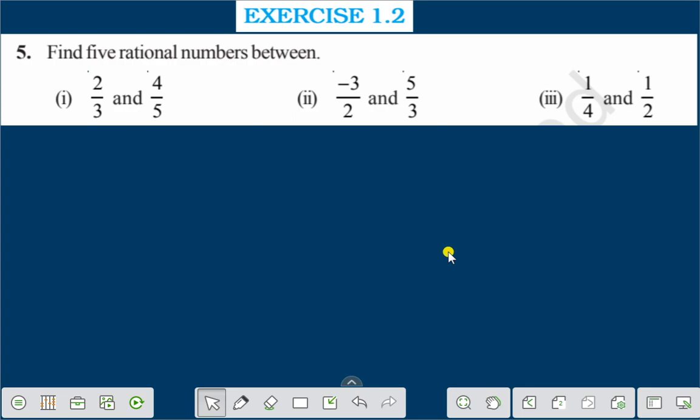Hello everyone. Today we'll discuss exercise 1.2 question number 5. Find 5 rational numbers between 2 by 3 and 4 by 5. Let us find.